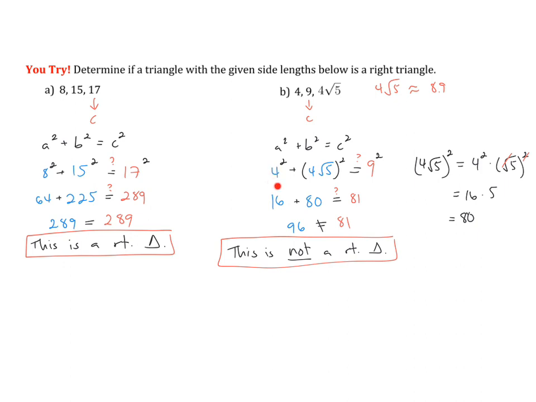So substituting in here, again, off to the side, I went ahead and showed you how to square 4 times the square root of 5. We get that to be equal to 80. And then finishing up, we get that 96 is not equal to 81, which leads us to the conclusion that this is not a right triangle.